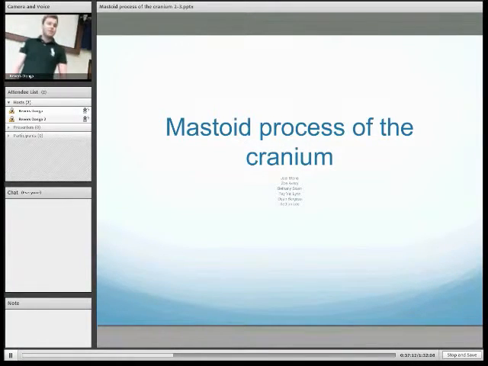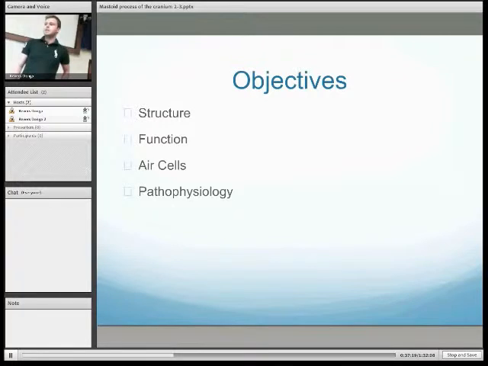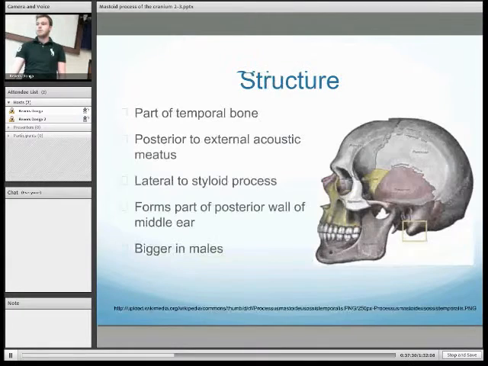Hello, so I'm Joel and this is Zoe, and we are going to be talking about the mastoid process of the cranium. So in this presentation we're going to look at the overall structure of the bone and the function that it has. Then we're going to look specifically at the air cells and then the pathophysiology associated with this.